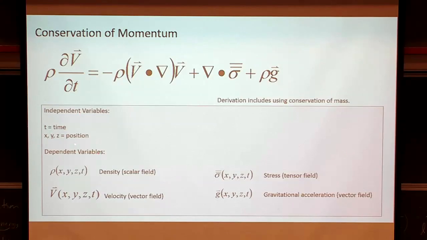And again, the independent variables are the same, but the dependent variables are density, velocity again, and stress. Now this is a tensor field, and at each point in space and time you have a different tensor describing the stress, and gravitational acceleration, which is a vector field.